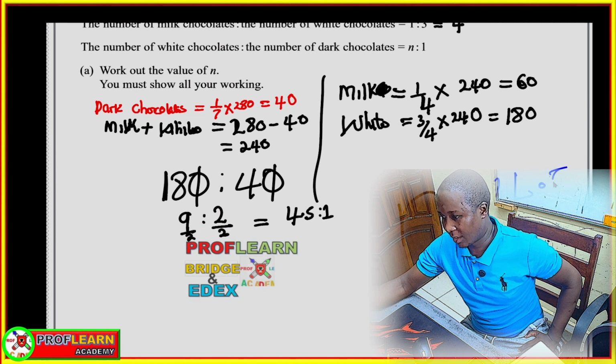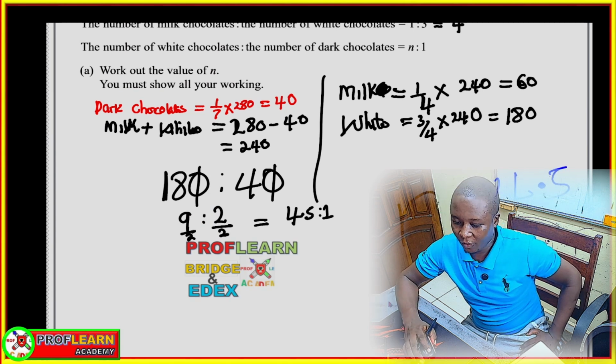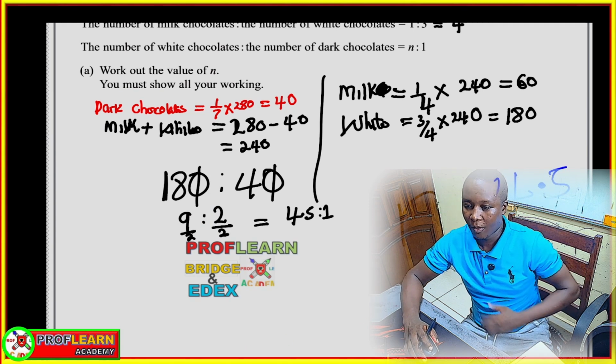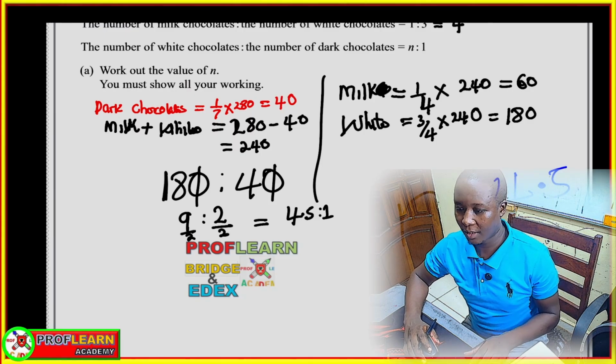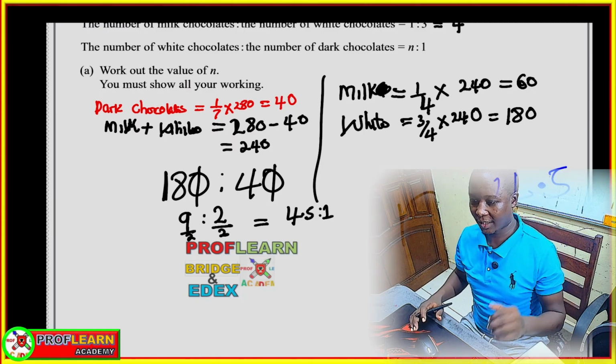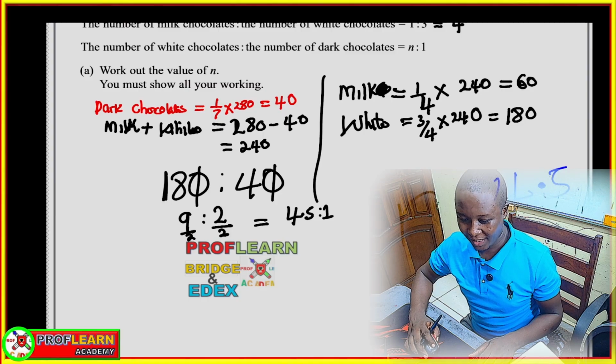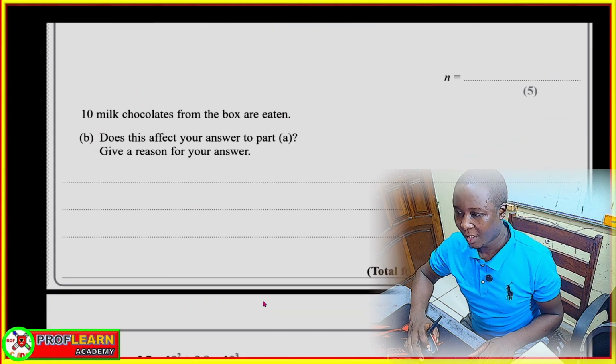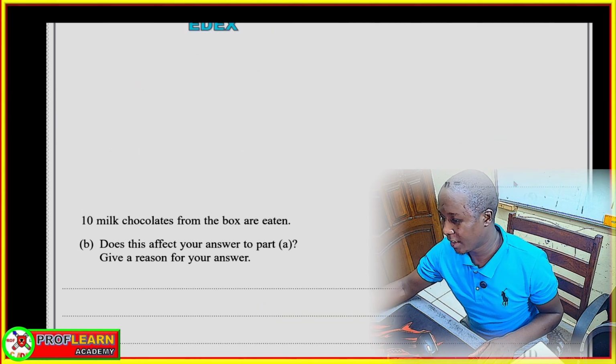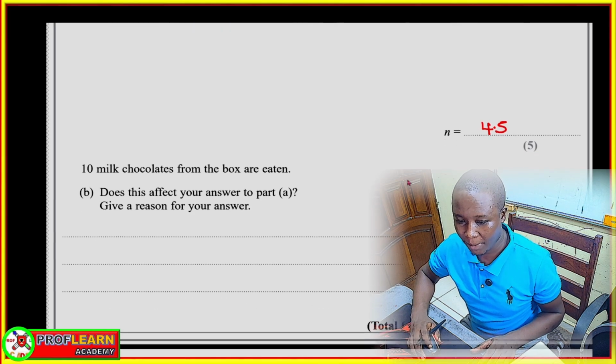And in this case, the value of n is 4.5. So we are supposed to say here n is basically 4.5, and that's what you are supposed to do at that point. So we can transfer it down here so that the examiner can be happy. This is just meant to make the examiner happy.